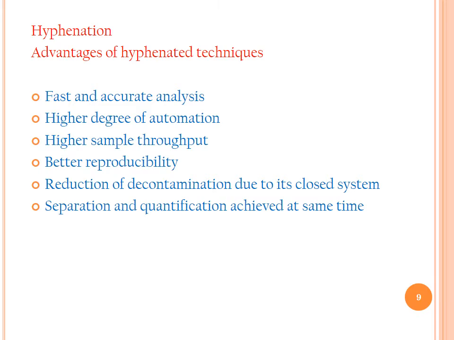Now, what are the advantages of hyphenated techniques? Fast and accurate analysis, high degree of automation, higher sample throughput, better reproducibility, reduction of decontamination due to its closed system, separation and quantification achieved at the same time. It's a fast type of analysis.